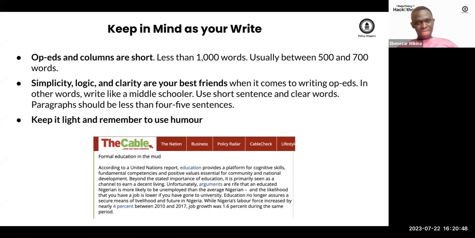And then I mentioned keeping it light earlier, right? So this screenshot is one of the op-eds that Charles and I wrote about the informal sector. If you look at the title there, we said formal education in the mud, right? We try to use local parlance, things people can understand, keeping it light, keeping it funny, because that's how people will continue to read. Once you keep it light, people can easily assimilate and they can laugh about it and they can move on and continue to read your piece.